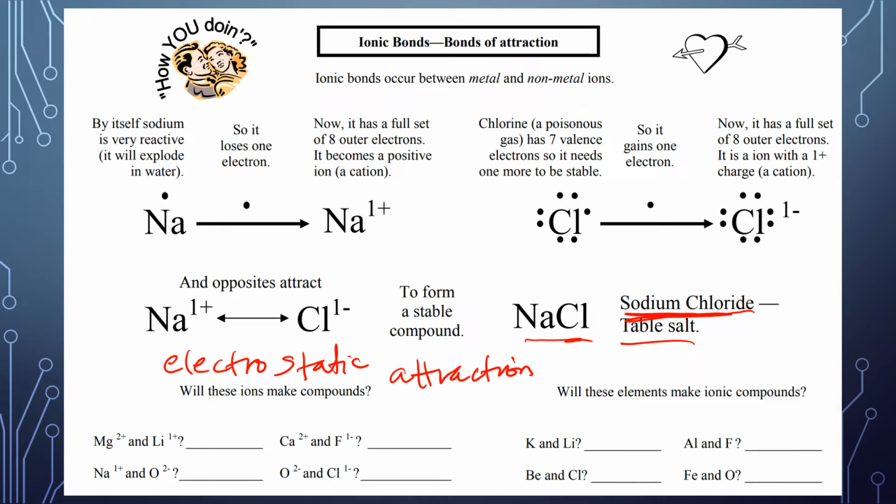So will these ions make compounds? Because they have the same charge, these will not. Plus 1, 2 minus, yes, because they're opposite charges. Calcium ion and fluoride ion, yes. Oxygen ion and chloride ion, no. Potassium and lithium, will these make ionic compounds? No, because these are both metals. Ionic compounds, beryllium and chlorine, yes. Aluminum and fluorine, yes. Iron and oxygen, yes.